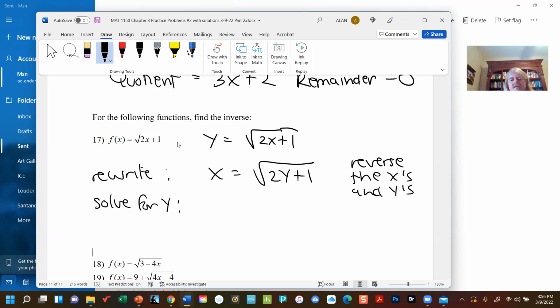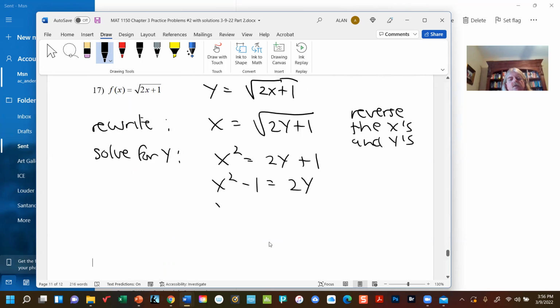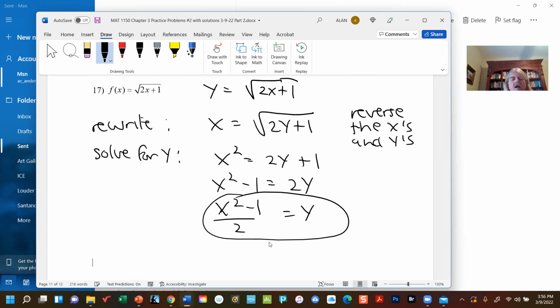All right, so square both sides. Okay, so then I'll have x squared minus 1 is 2y. And so my final result will be x squared minus 1 over 2 is y. This is the inverse. Or you could rewrite it as f inverse of x is x squared minus 1 over 2.